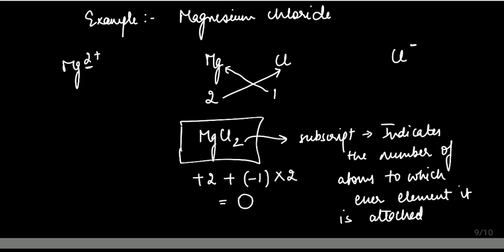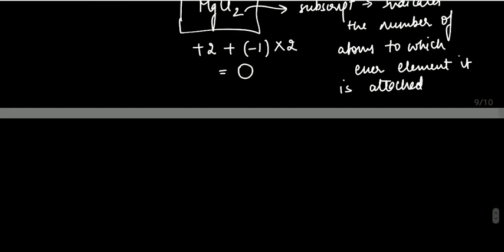So this is another identity of a chemical formula, that the total charge on the chemical formula should be 0. If it is not 0, that means you have made some mistake, or the valencies are not correct, or you messed up over here. Anything is possible. Now another example we'll take.